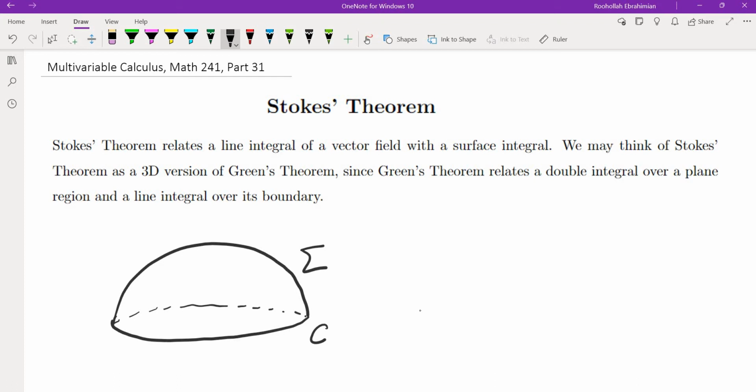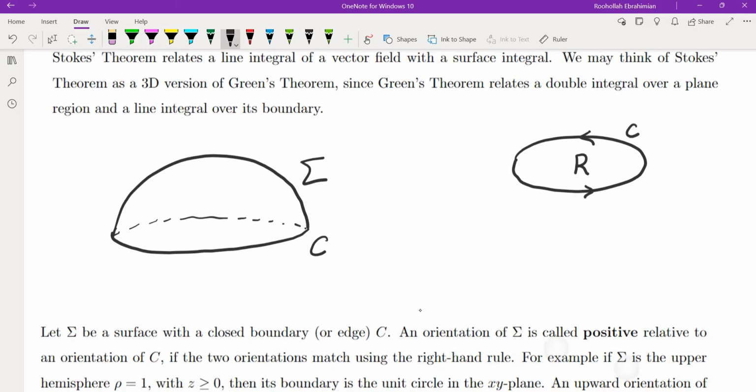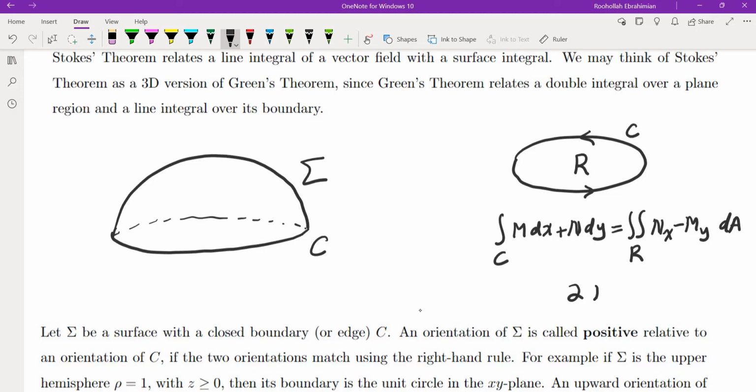We have had something similar to this in two dimensions. The two-dimensional version of this was called Green's theorem. That told us if we look at a region R whose boundary is positively oriented, which means that if it is outside, it would be counterclockwise, and if it is inside, it would be clockwise, then there's a relation between a line integral M dx plus N dy over this curve and a double integral over the region of Nx minus My dA. So this is in two dimensions.